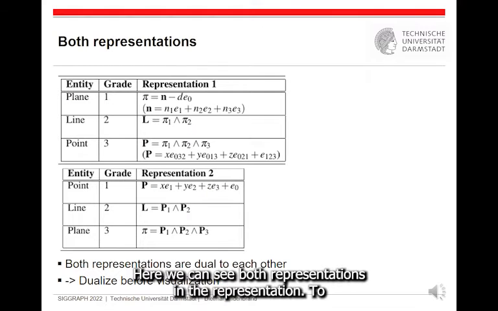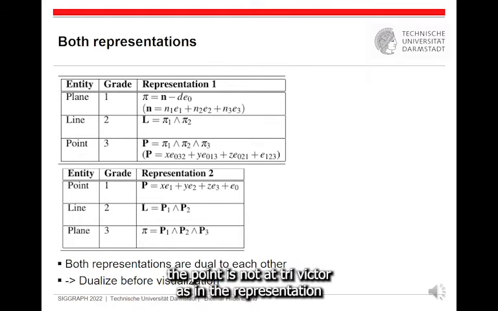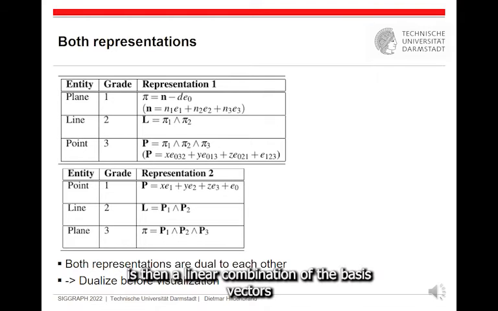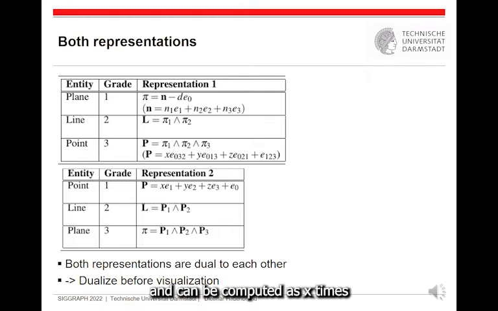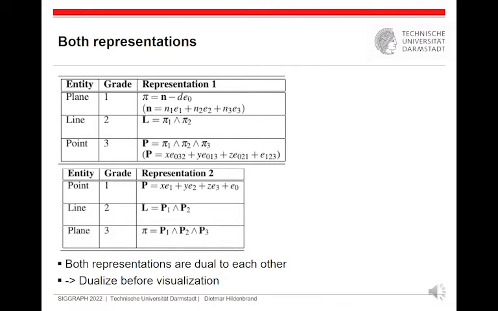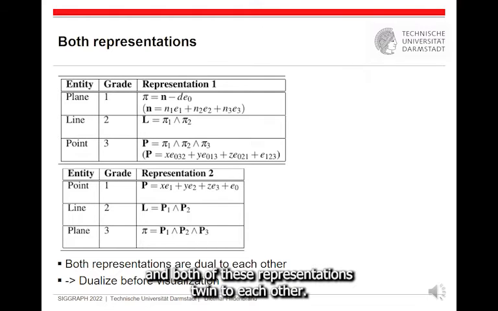Here we can see both representations. In representation 2, the point is not a trivector as in representation 1, but its dual. And this point is then a linear combination of the basis vectors and can be computed as x times e1 plus y times e2 plus z times e3 plus e0. And the line can then be expressed in representation 2 as the outer product P1 wedge P2, with both points being vectors and not trivectors. And the plane can be defined as the outer product of 3 points, P1 wedge P2 wedge P3. And both of these representations are dual to each other.